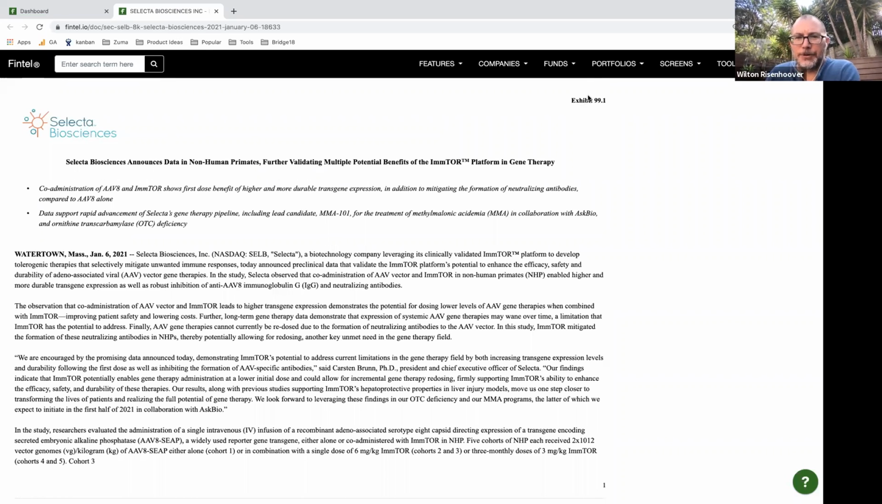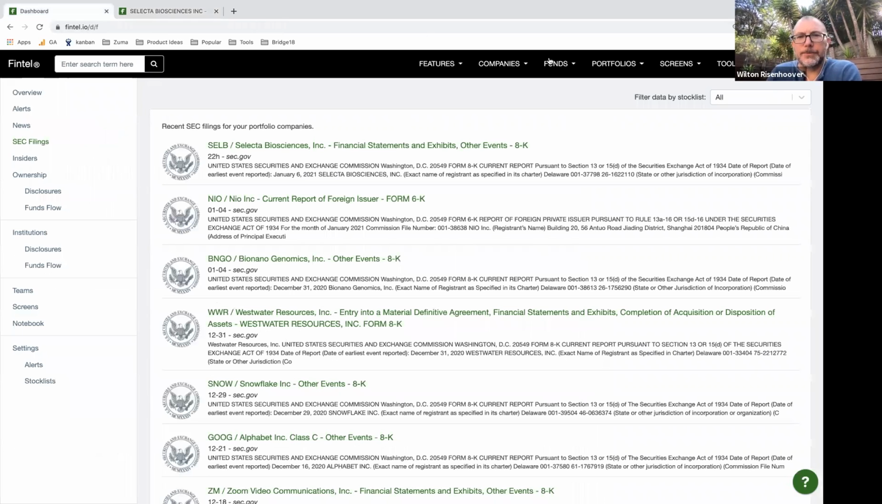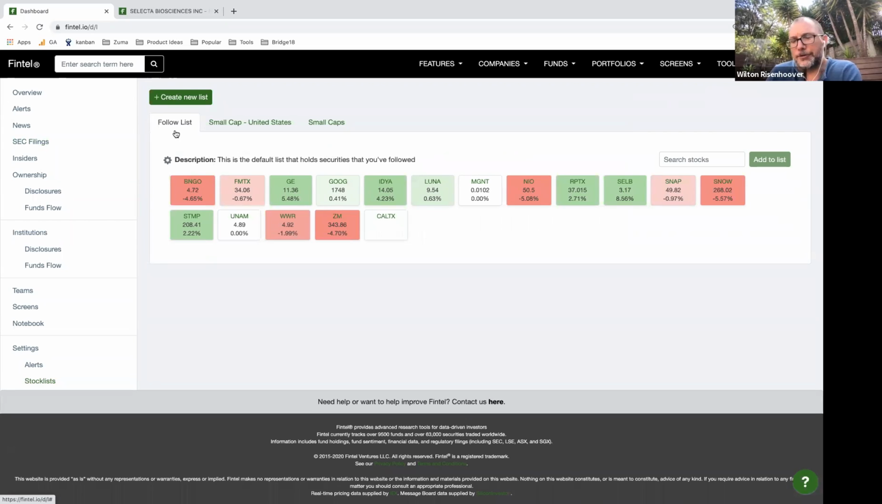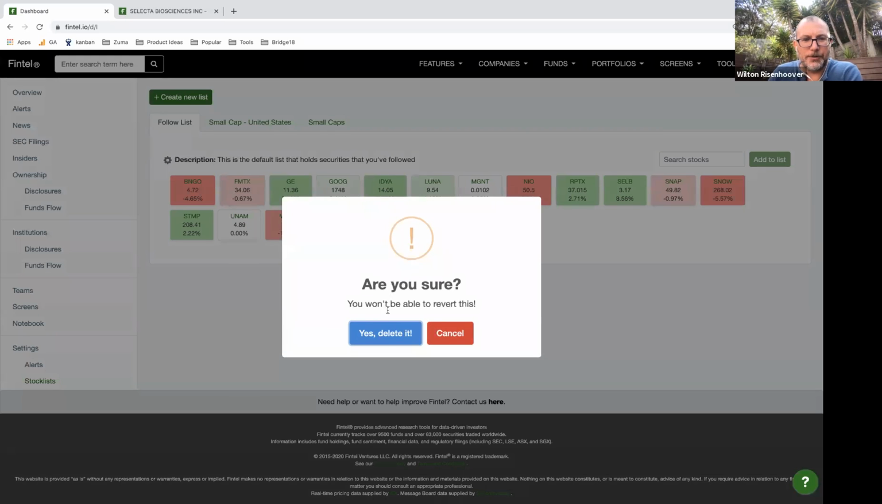How do you remove a company from the dashboard? Great question. Let me show you here. If you go over here to your stock list, which is kind of where we've been putting everybody, your follow list is your default follow list. You can't delete this. But if you want to delete a company in here, you can just go over here and click on remove from list and it's going to go away.